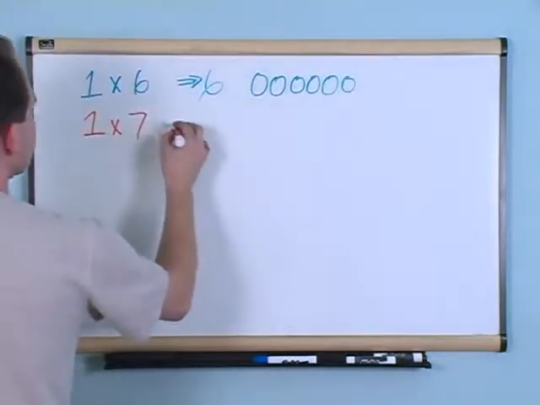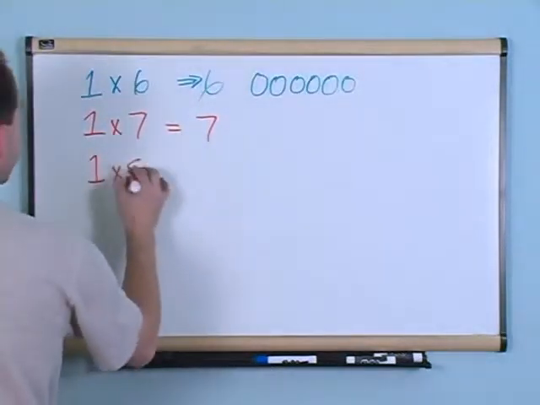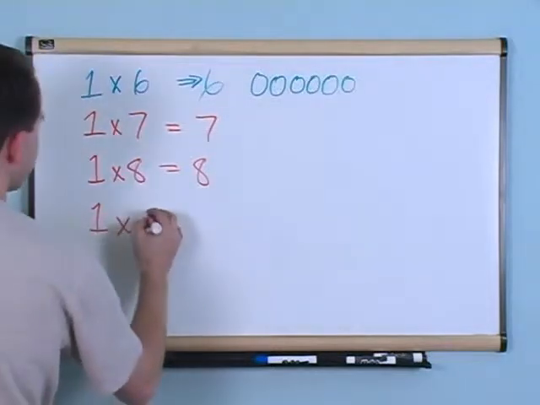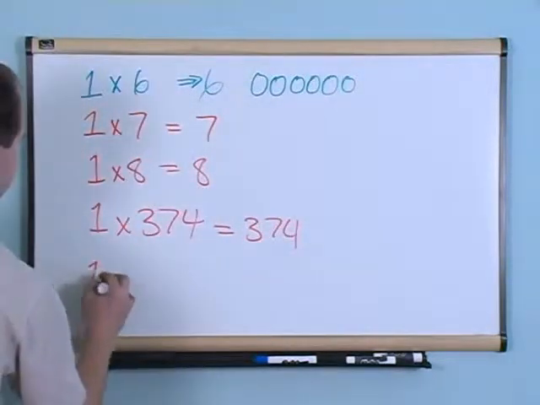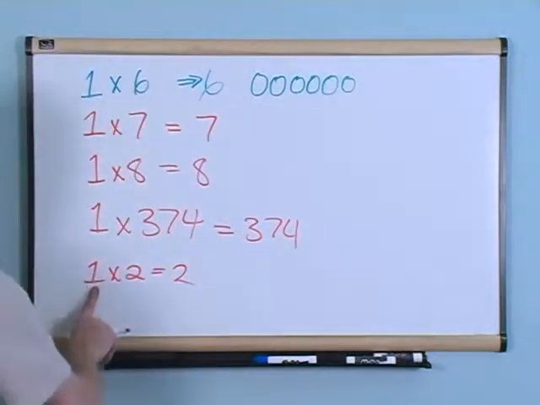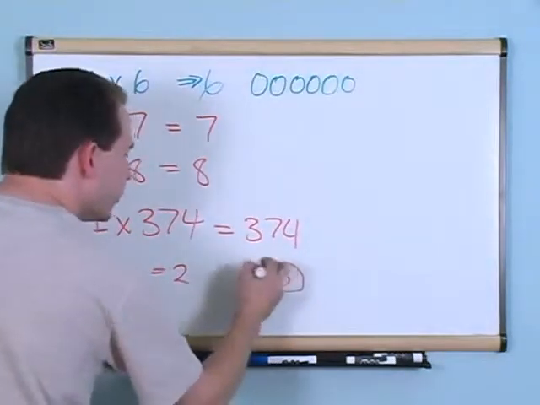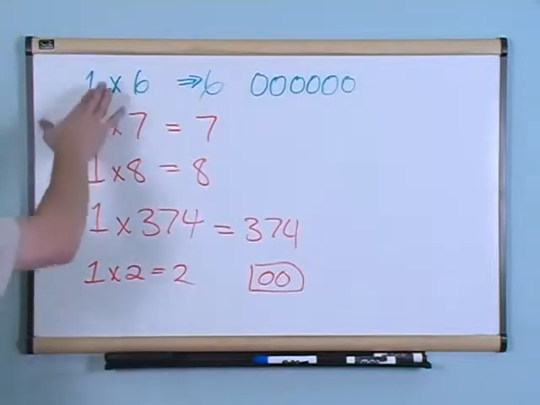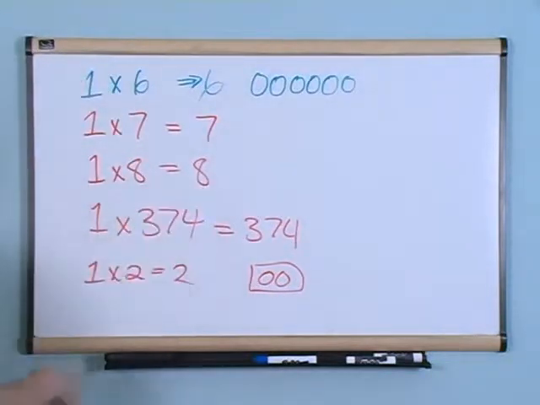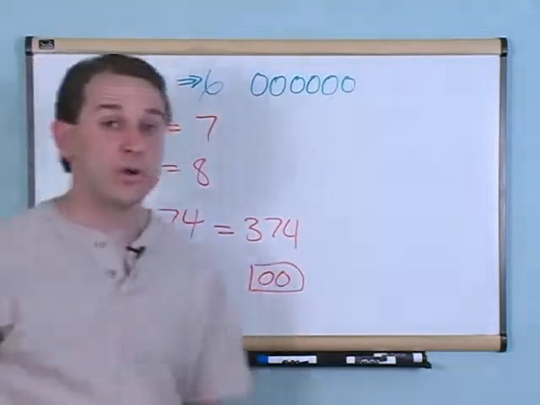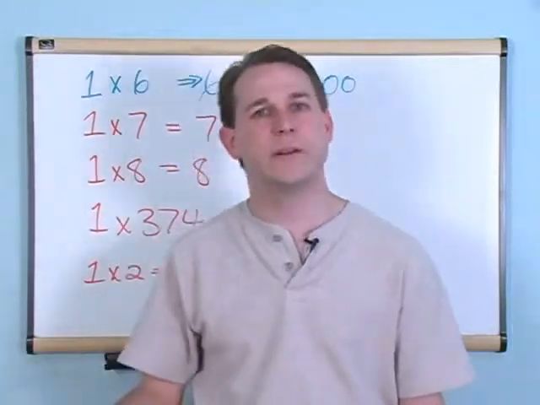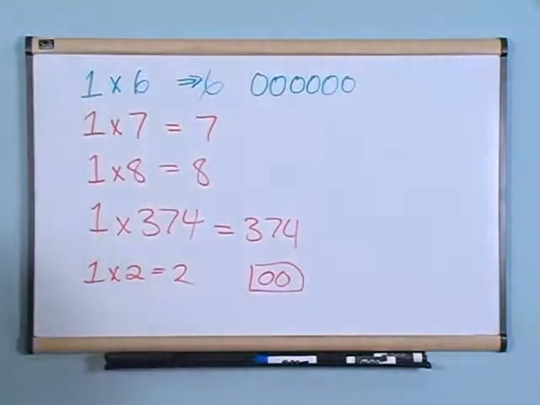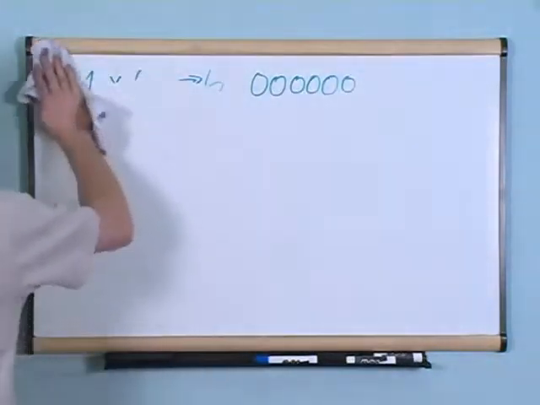So 1 times 7 is 7, 1 times 8 is 8, 1 times 374 is 374. Anything times 1 is just itself. 1 times 2 is equal to 2, and that's just because you have one group with two things in that group, so when you add them up, you just get 2. So I'm teaching you here, based on what multiplication is, that anything multiplied by 1 is just going to be itself. And that's really useful because now you've already learned your first multiplication table, the ones table. 1 times 1 is 1, 1 times 2 is 2, 1 times 59 is 59, it just goes like that. That makes things really cool and helps you remember things.